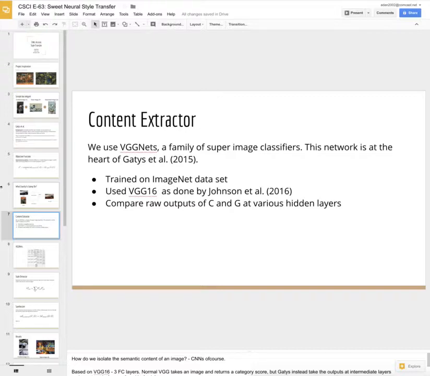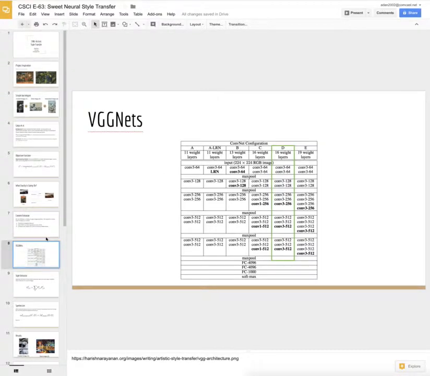And there was a paper that followed up, released in 2016, that used a simpler architecture of only 16 layers, and that's the one that I used in my implementation. And so what this content extractor is doing is just taking the distance of the raw outputs of C, the content image, and the generated image at various hidden layers. And so pixel by pixel, it's looking at the difference in values, squaring those, and then summing for each pixel in the image matrices.